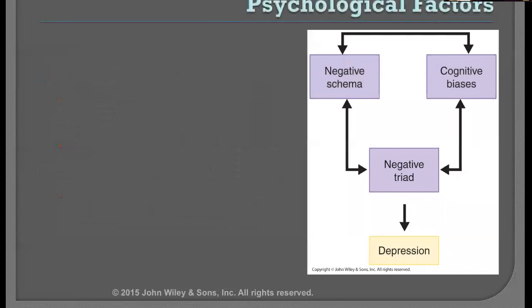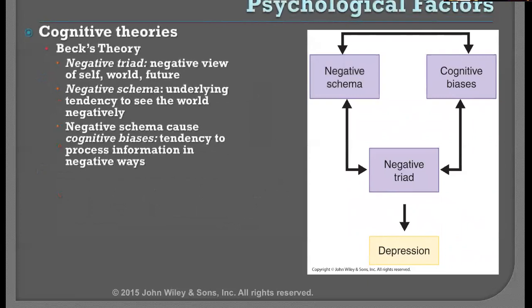All right, getting into cognitive theories, which are unfortunately not my favorite, because all we do these days is cognitive paradigms and treatment. So you guys need to know. The classic cognitive theories were Beck's theory of cognitive vulnerability of depression. It's very brief. Basically, the idea is there's an interplay between a negative schema, negative triad, and cognitive biases. So all interact to produce depression.